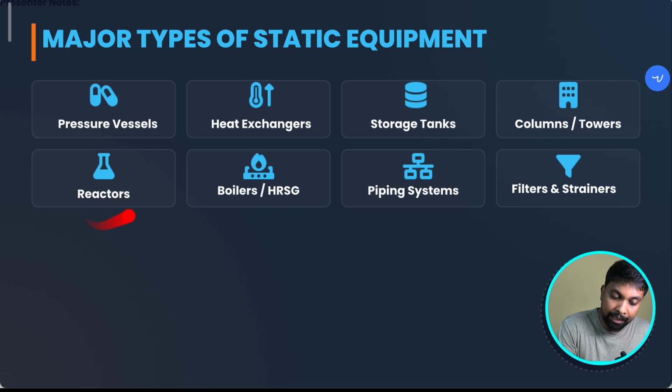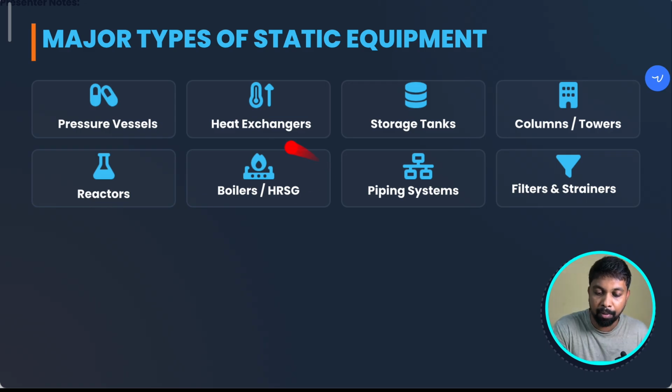Reactors are the most common equipment used in pharmaceutical, chemical plants and paint industries, and you can also see some in paper and cement industries, but they are most commonly used in pharmaceutical and chemical plants.